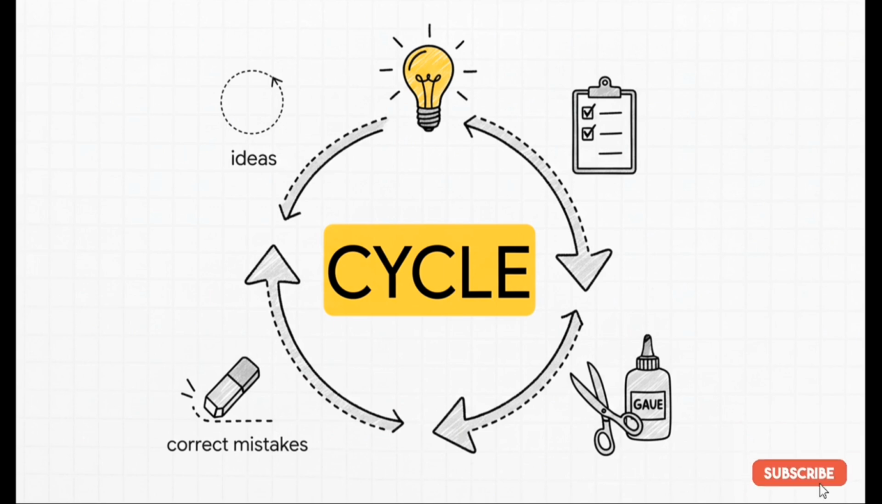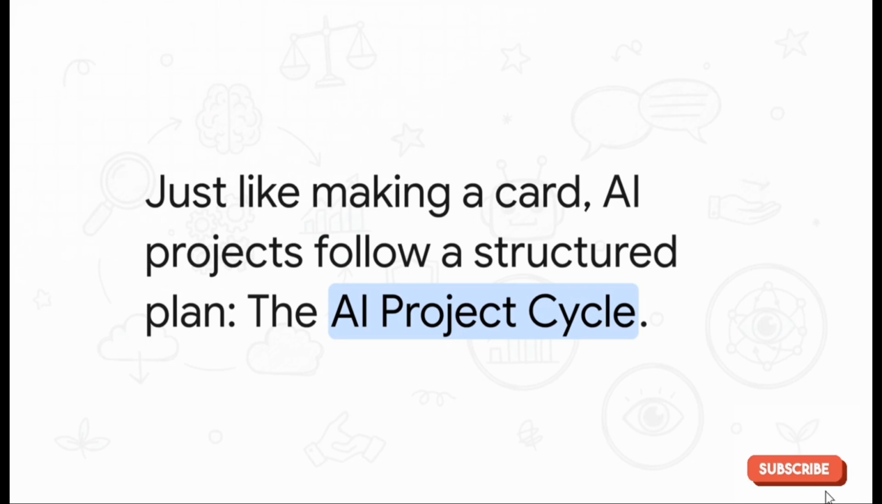See how it's a process? It's a series of steps, and sometimes you go back and fix things. That whole idea of a step-by-step, repeatable process, that's why we call it a cycle. And believe it or not, building a massive, complex AI system follows a very similar kind of plan. It's not just some genius coder sitting in a dark room and poof, an AI appears. Nope. Just like making that card, it follows a structured, well-thought-out plan. And in the world of AI, we call that the AI project cycle.